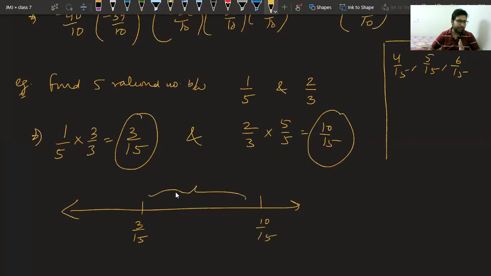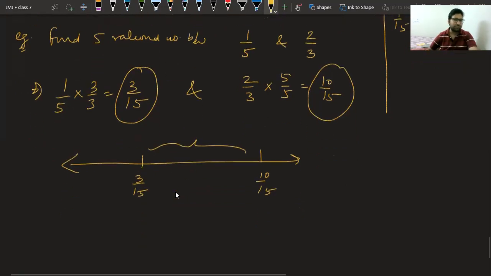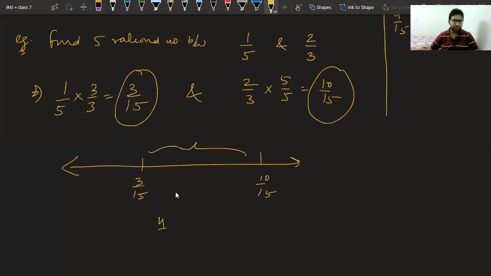Now our motive is to find 5 numbers between them, and luckily we can find that very easily without multiplying with anything. Because the next number after 3 is what? 4 by 15. Then we have 5 by 15, 6 by 15, 7 by 15, 8 by 15, and 9 by 15. In case I gave you a question of finding 10 rational numbers between them, what would you do at that time?